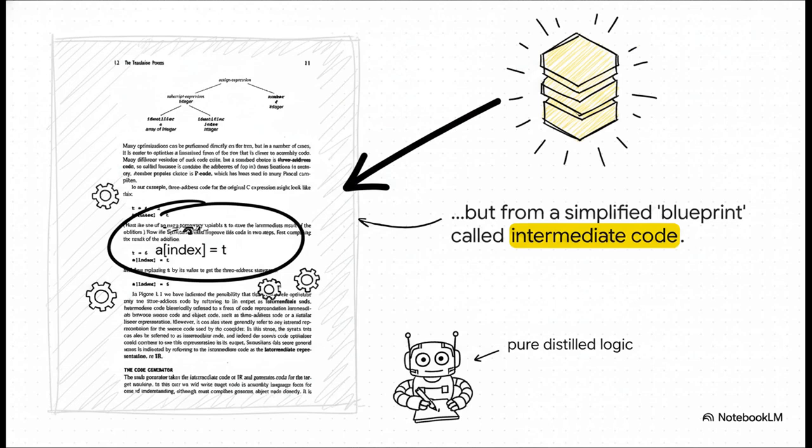This example here shows what's known as three-address code. It breaks down complex ideas into these super simple, unambiguous steps. T equals A plus 2. Then A index equals T. It's like this pure distilled logic, a kind of universal blueprint that isn't tied to any specific computer just yet. This is the raw material for our translation.